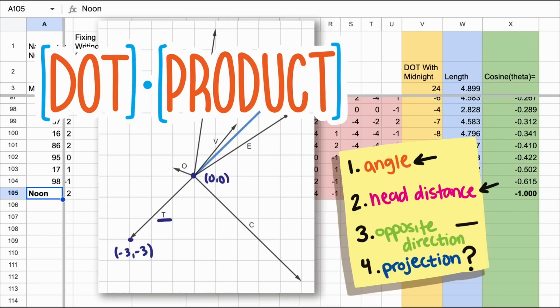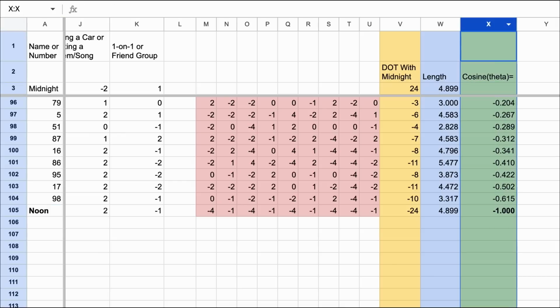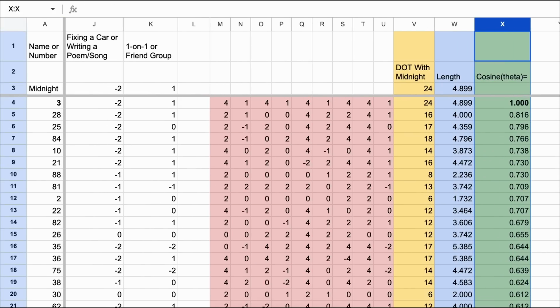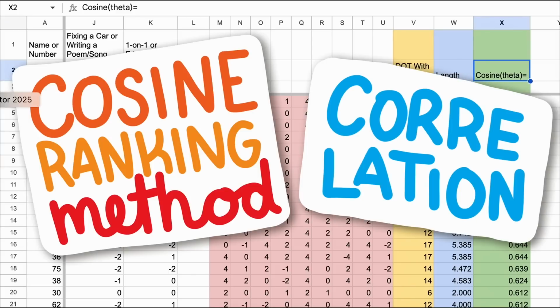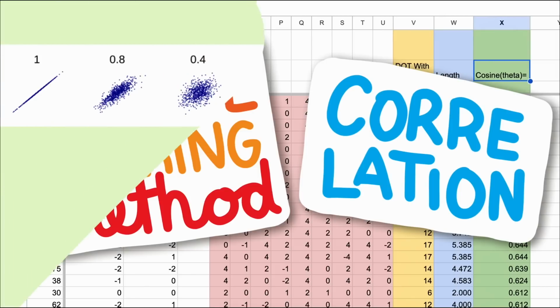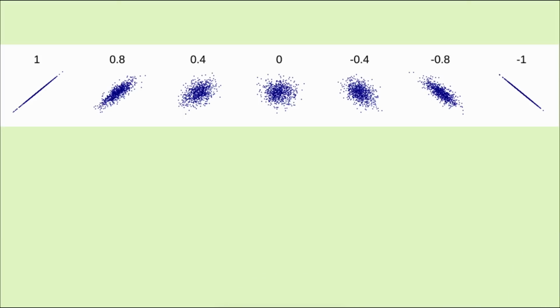and we saw how it's related to 3 of the 4 ideas my students thought of as similar. We did the cosine ranking method on my students to show how we can use dot products to solve a matching up problem. Some of you may be wondering about the cosine ranking and correlation. Both of them show a similarity, but they approach it from a different perspective.